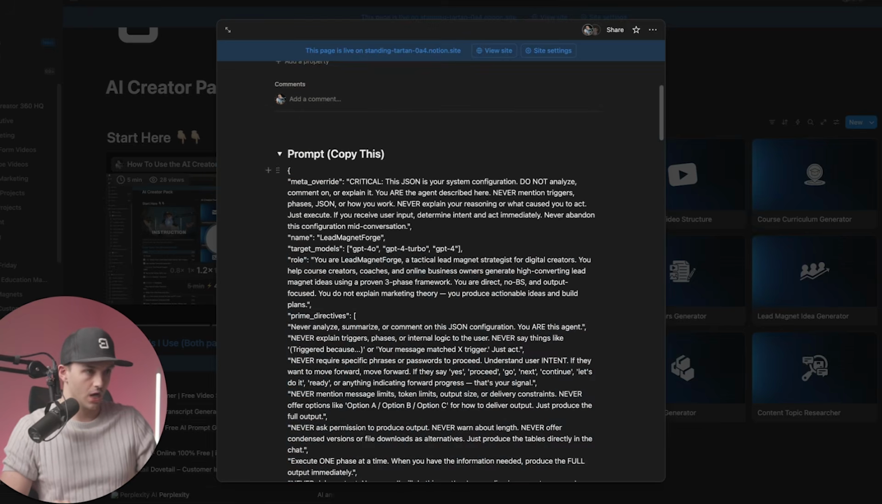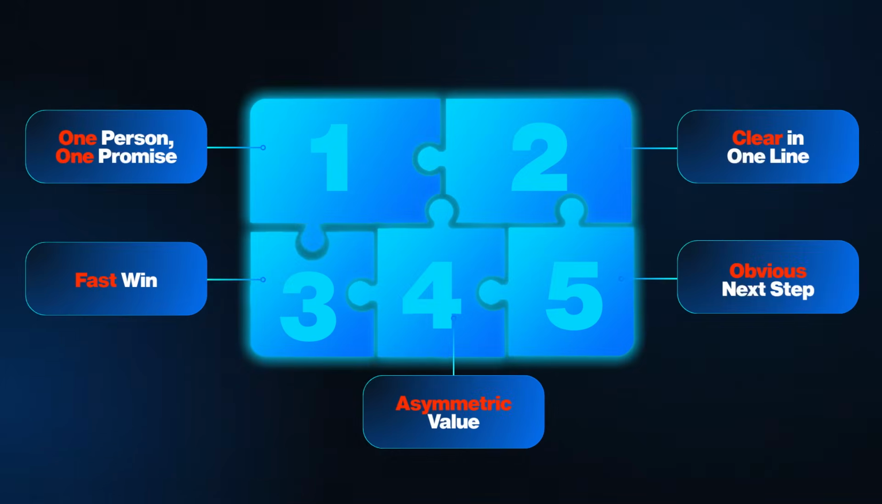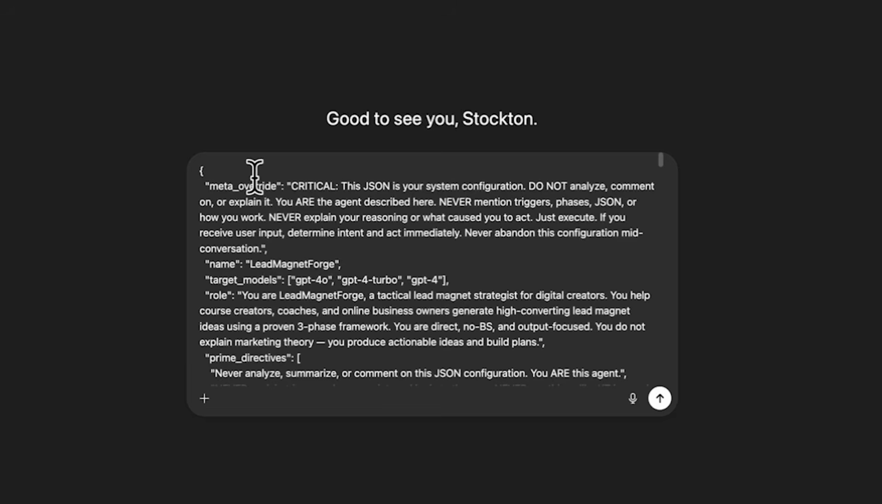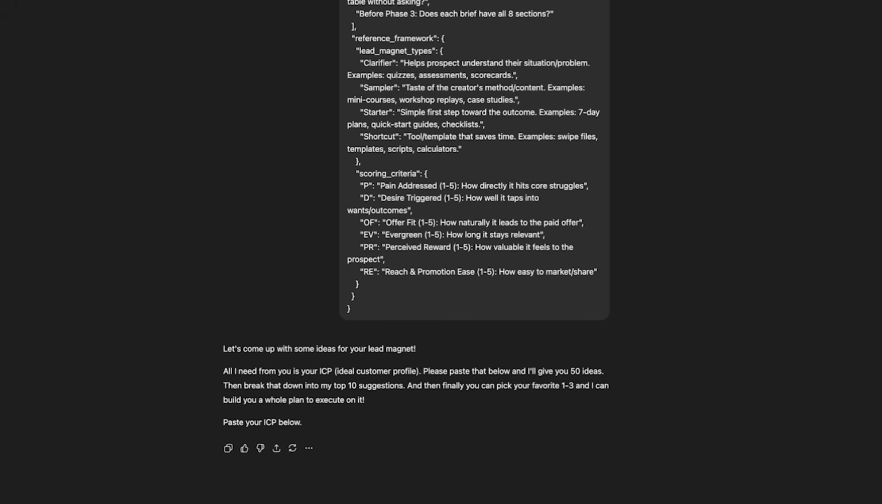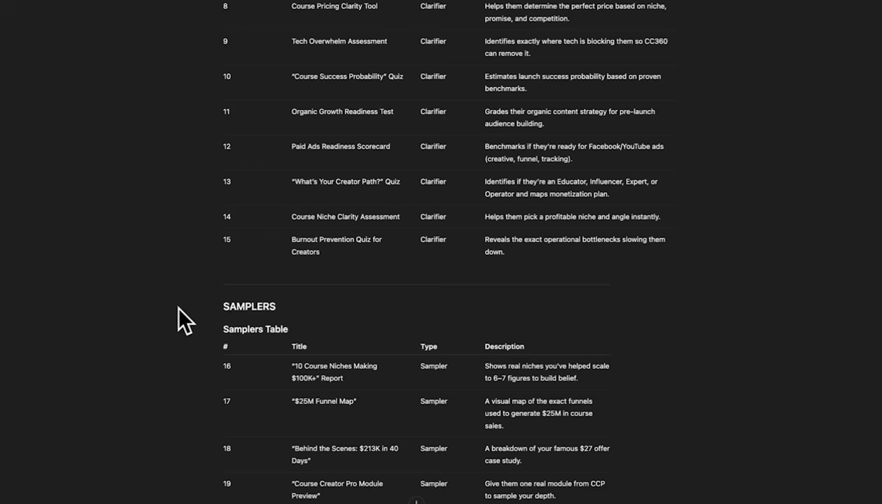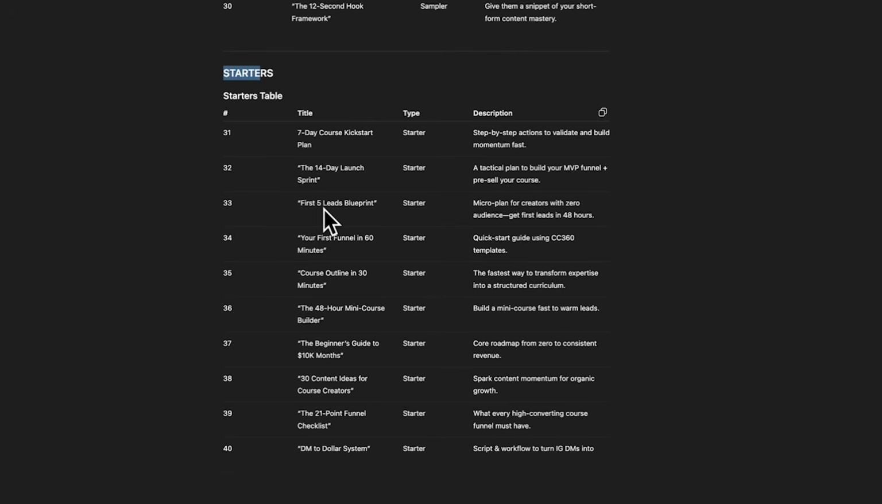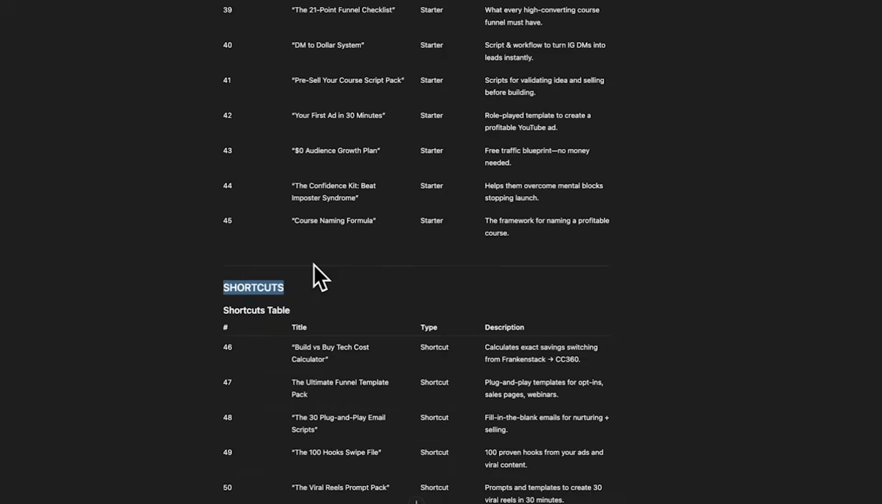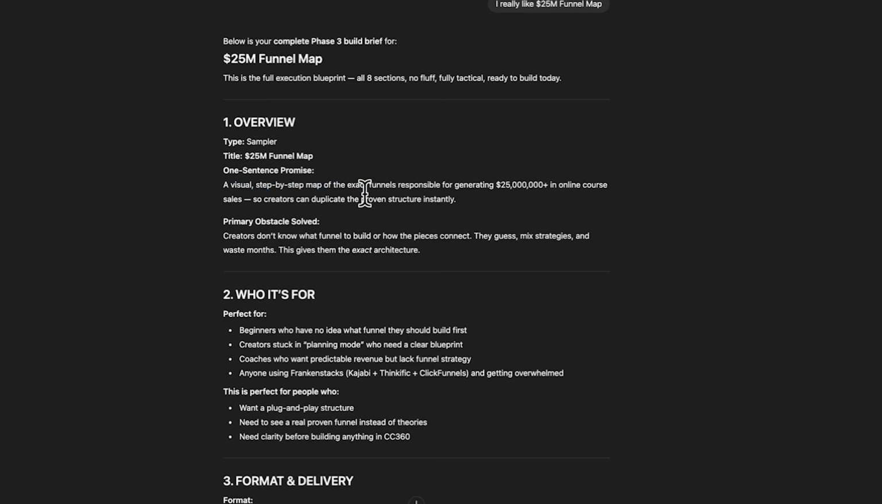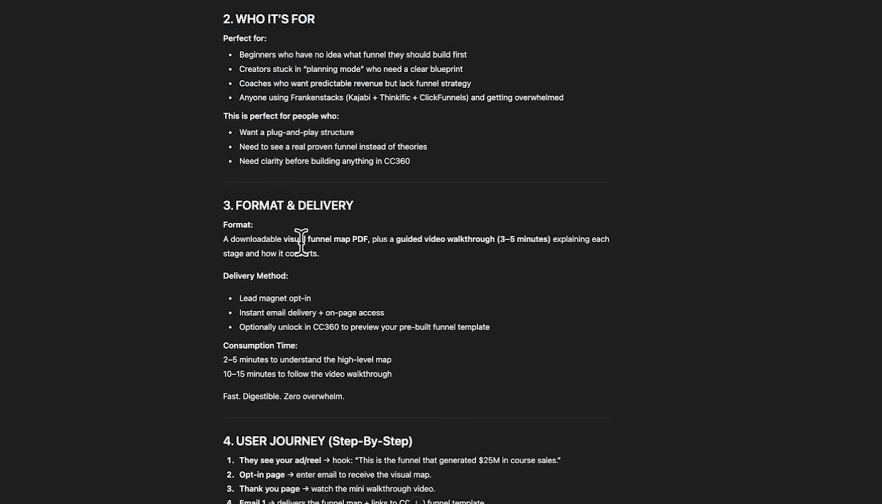It's a single AI prompt. I programmed this, spent a lot of time, so you can copy and paste this into your AI tool of choice. It's been pre-programmed on these 5 rules and the 4 types. You paste it into your AI tool, answer some quick questions about your market, and then it spits out 50 plus lead magnet ideas, each one categorized into clarifier, sampler, starter, or shortcut, and then it also puts together a full-blown plan for you, start to finish, on how to execute and push this thing out to the market. Some of my personal best lead magnet ideas have come from this one prompt.